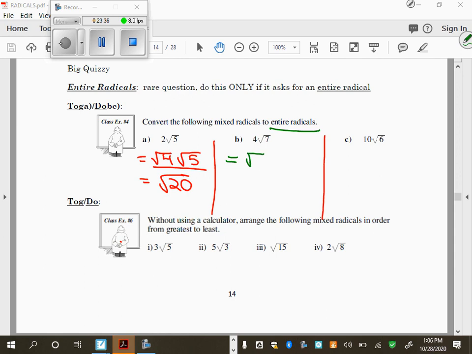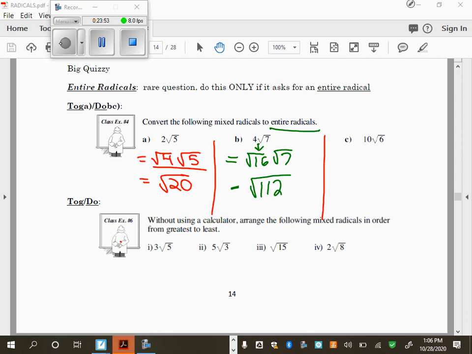So 4 is the square root of what? Pardon? 16, and then you just multiply them together. Is that 112? Yes. 70 plus 42? Okay, next. Do C. Do it perfectly.